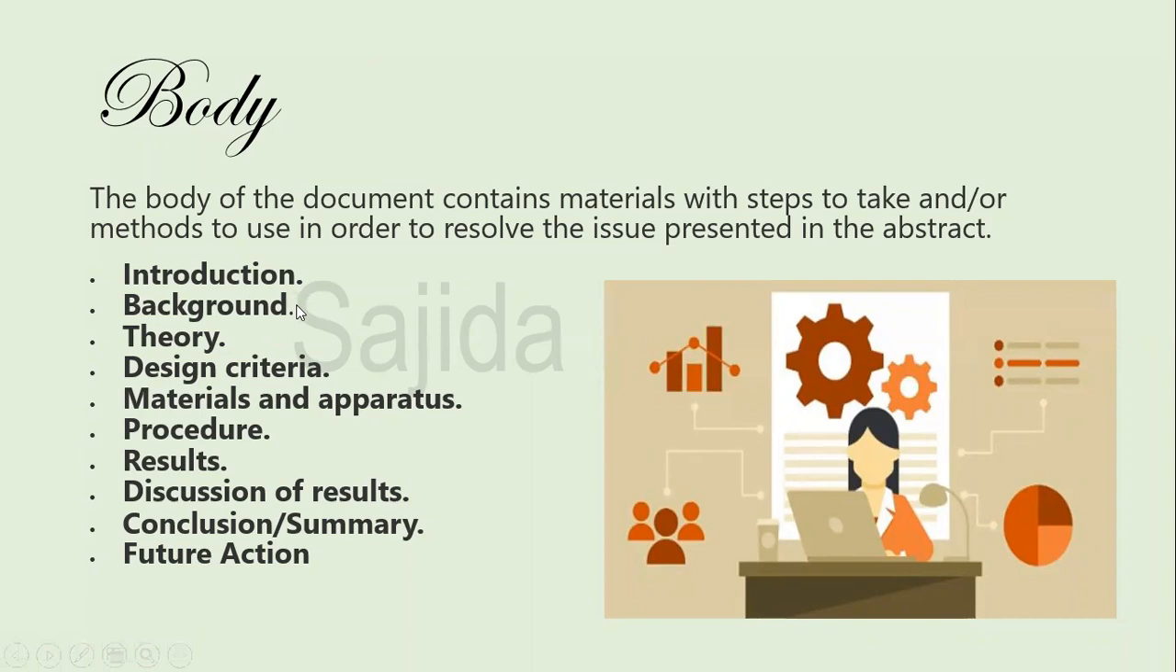After the introduction and background, you give the theory. So you explain what it is. You give your design criteria. What is the criteria? Why have you chosen this design? You give the materials and apparatus that you're going to use. Follow it up by the procedure. What procedure are you going to utilize to explain how the piece of the apparatus works? What are the results of this apparatus? You give a discussion of the results, and you end with a conclusion or a summary and a plan for future action.